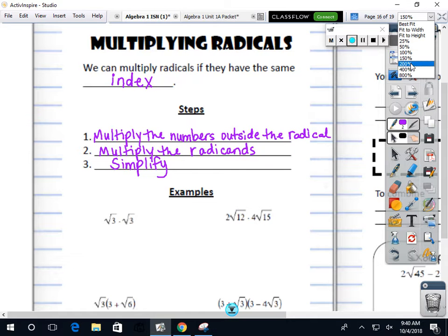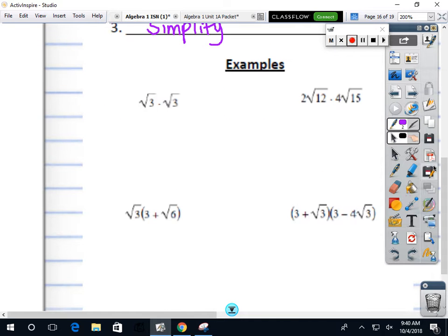Okay, so now let's try some examples. For this first example, what are the outside numbers, the coefficients? Correct, each of them has an understood 1. So 1 times 1 is 1, not that you have to write it. Now we multiply the inside numbers.